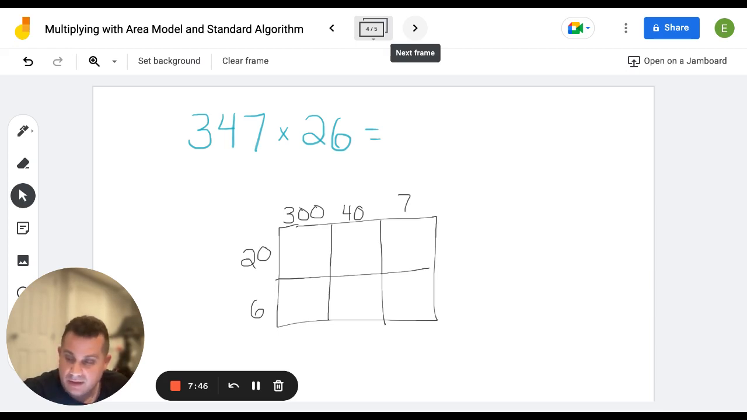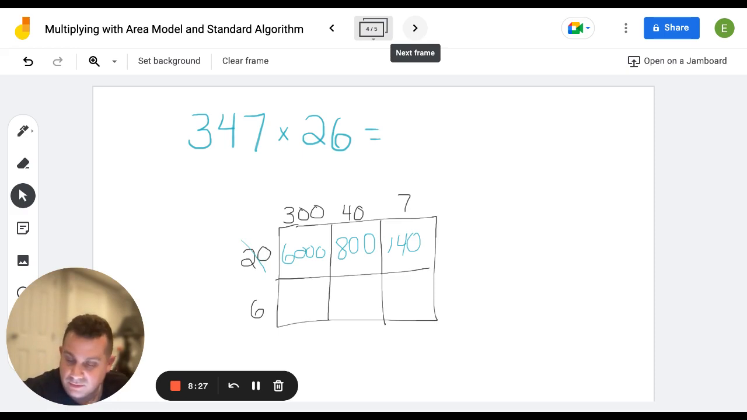All right. Inside this box I'm going to do 300 times 20. 2 times 3 is 6 with our 3 zeros. So that gives me 6,000. 20 times 40. 2 times 4 is 8, 2 zeros. And 20 times 7. 2 times 7 is 14 with 1 zero. That's 140. Now, really I've already used that factor on the side.